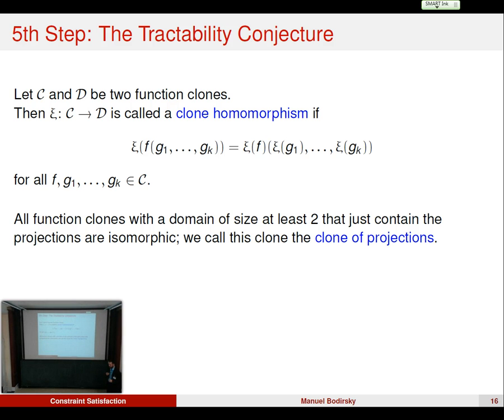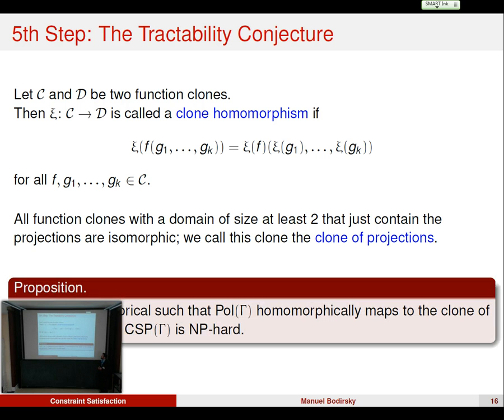Then there's a special, very important clone, the sort of most stupid clone. It's the clone that just contains the projections. So if you have a two-element set and you look at the function clone which just contains the projections, it's a clone. If your domain contains at least two elements, all clones of this type are isomorphic, and this will be called the clone of projections.